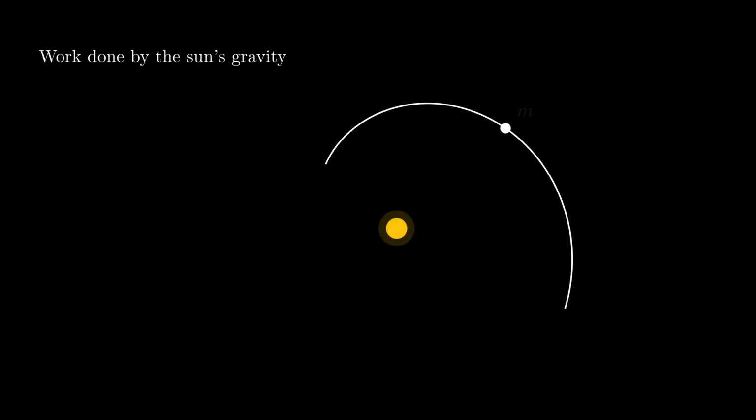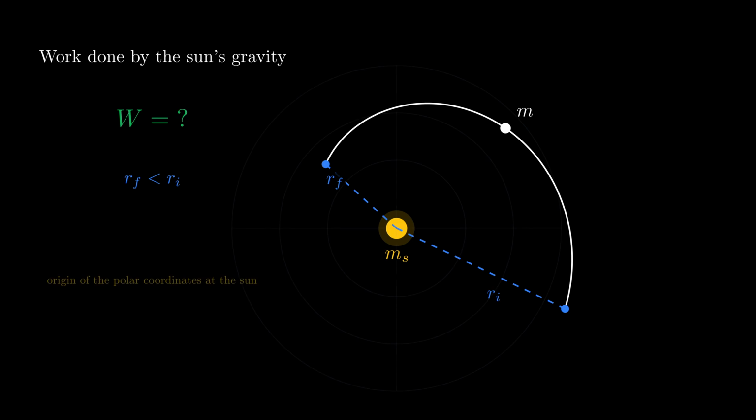A body of mass m moves in a fixed orbital plane about the sun, whose mass is m sub s. It starts at a distance r sub i from the center of the sun and ends closer in at a distance r sub f. The question: how much work does the gravitational force do on the body along the way? Treat the sun as fixed and put the origin of the polar coordinates at its center.